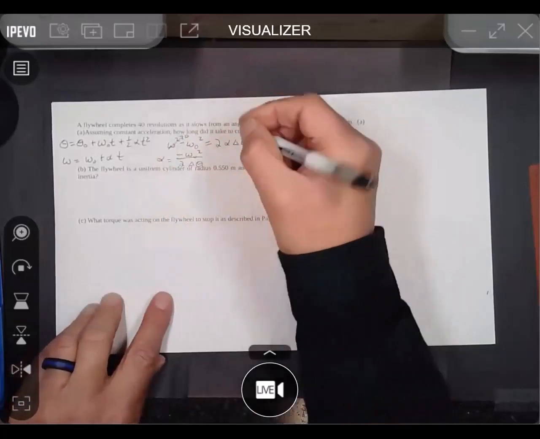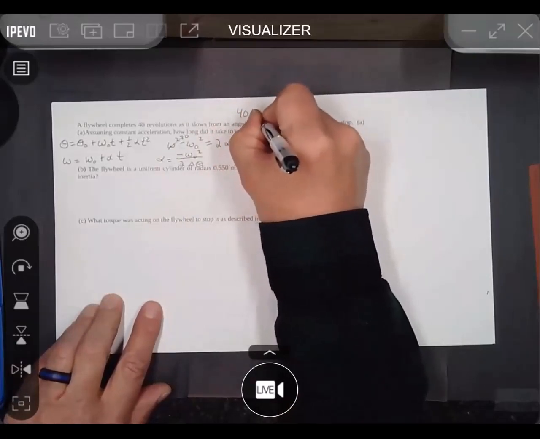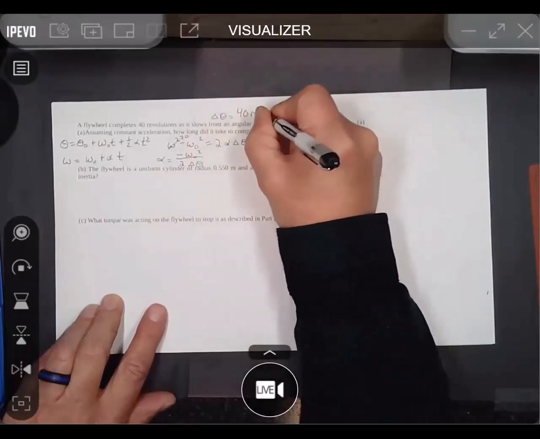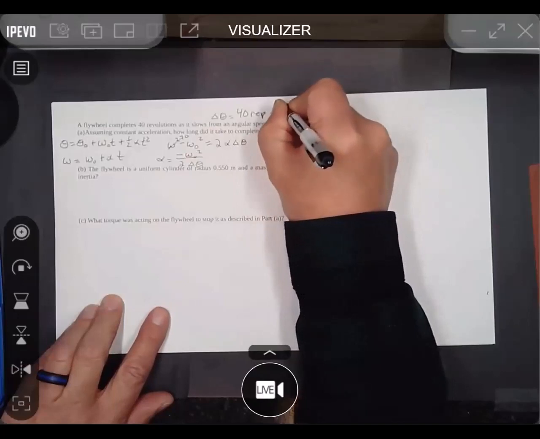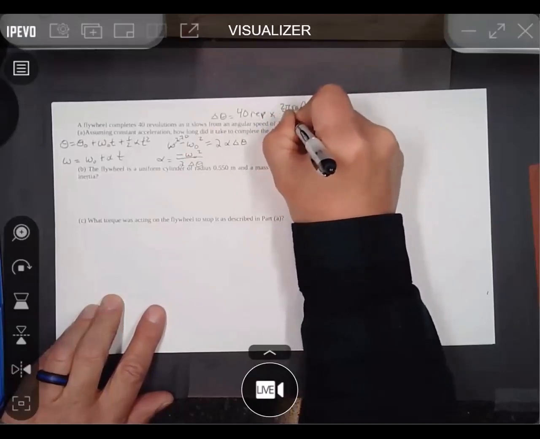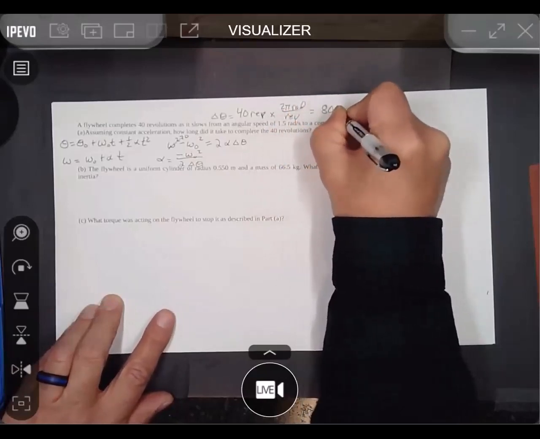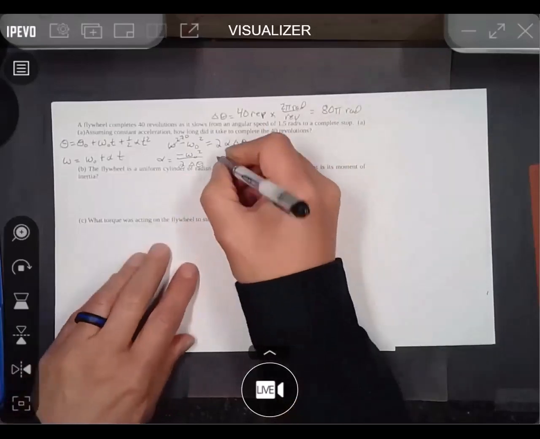Now, 40 revolutions is like delta theta, except it's not measured in nice units. If I multiply it by 2 pi radians per revolution, then I get 80 pi radians. And so that's what delta theta happens to be.